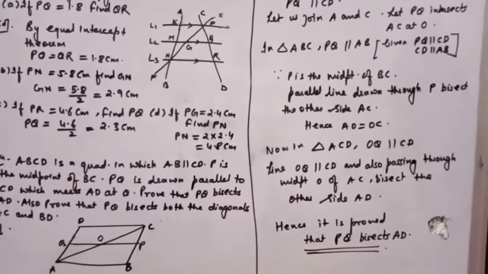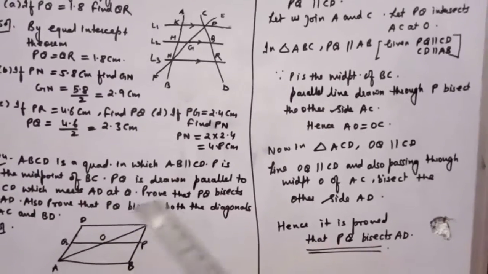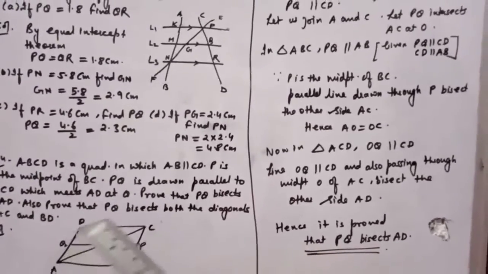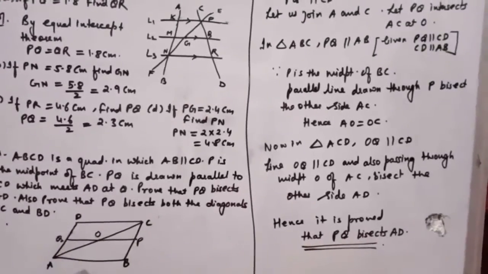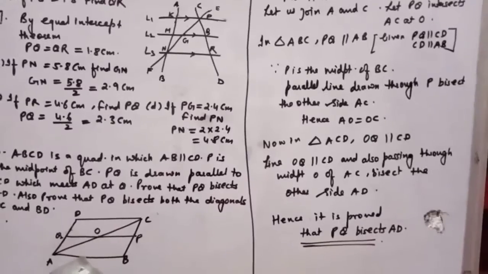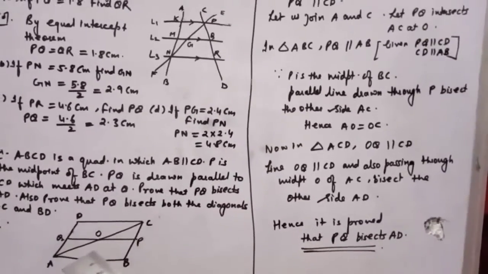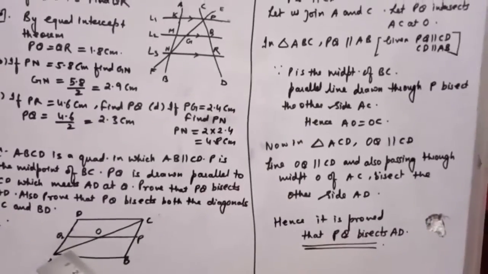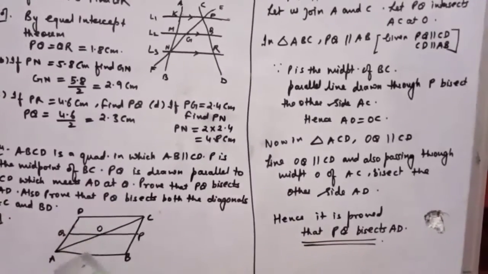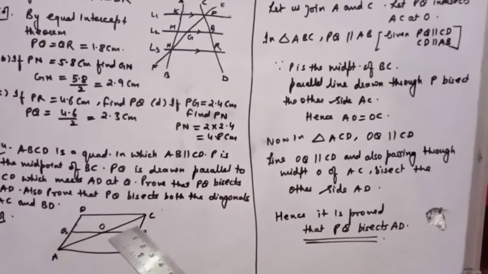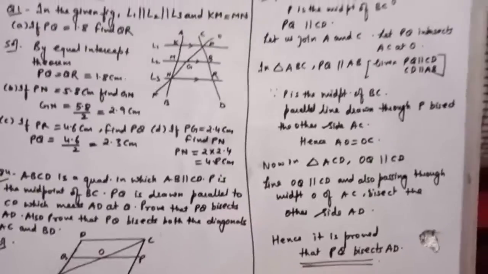Now we take triangle ACD. In this triangle ACD we can say that this OQ is parallel to CD, and this line OQ is parallel to CD and also passing through the midpoint O of AC, which bisects the side AD. Hence we can say that PQ bisects AD. Clear? I hope you understood, students.